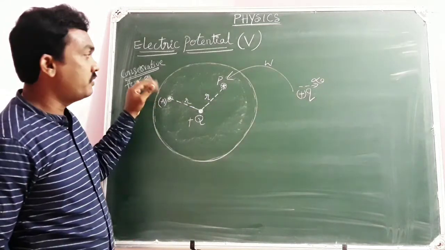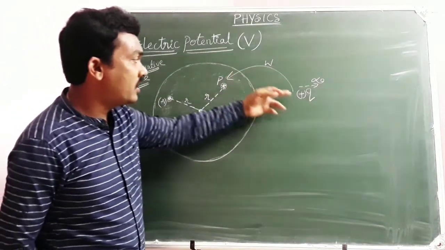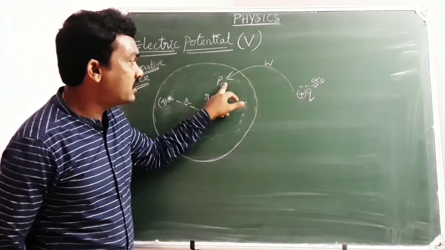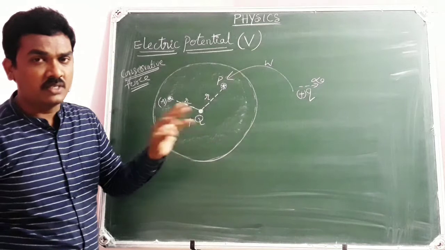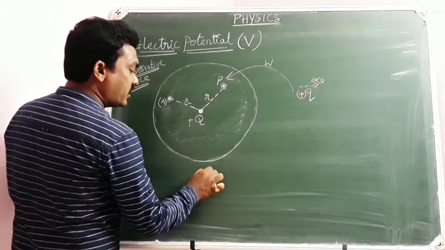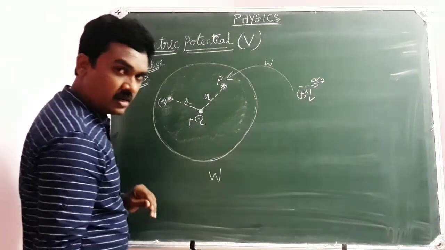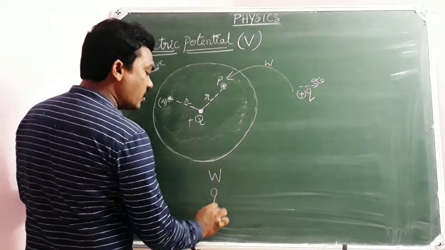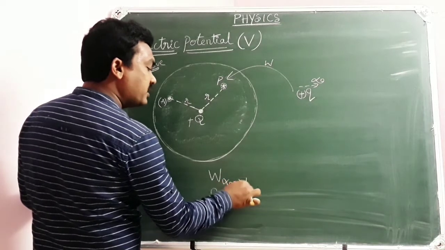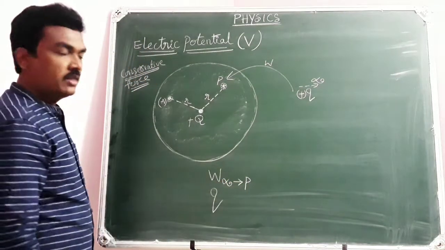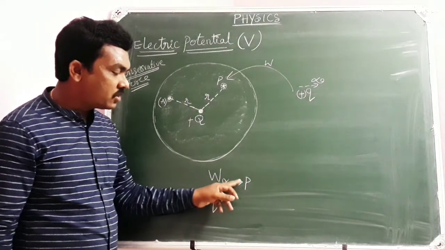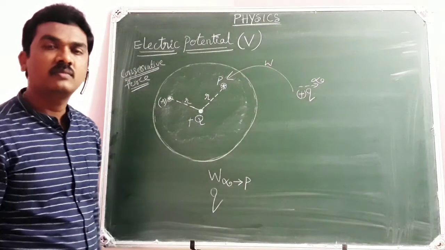Such a force is called a conservative force. So whether you take this path or that path, the work done will be the same. And moreover, here infinite to R distance, here also infinite to R distance, so their work done will be the same. Anyway, according to my explanation, let us take W as the amount of work done to carry a test charge Q from infinite distance to the particular point P in the electric field.